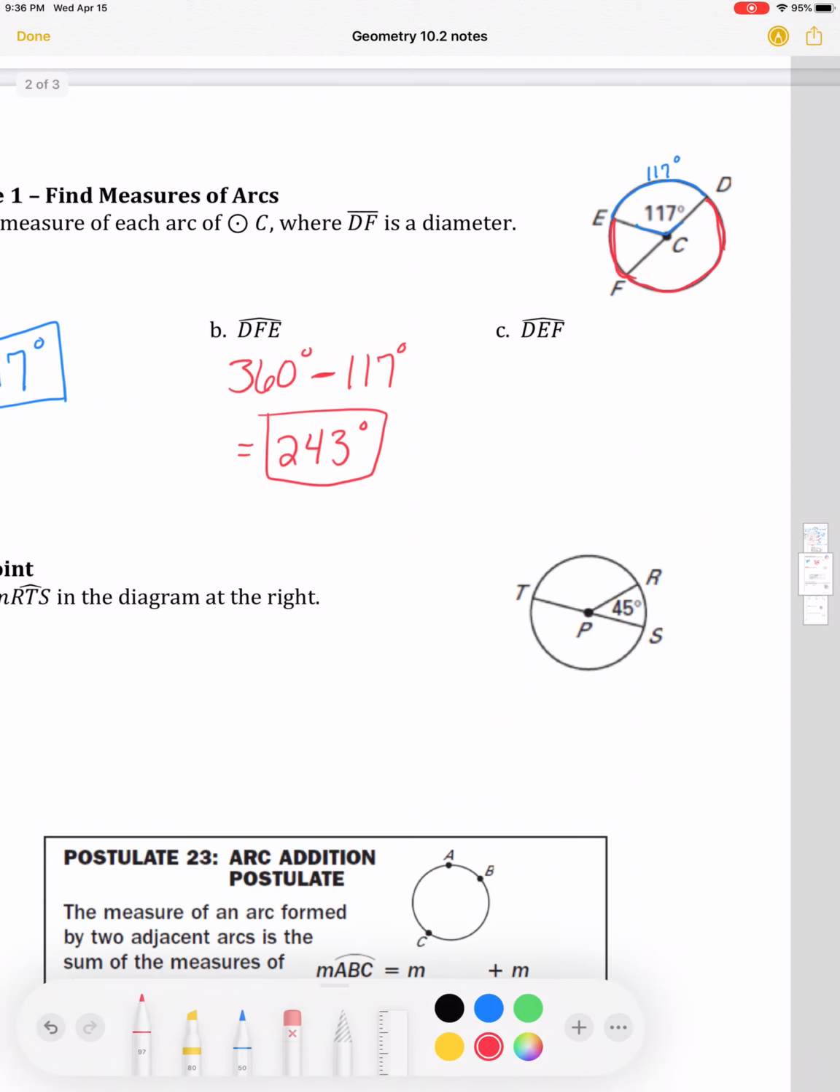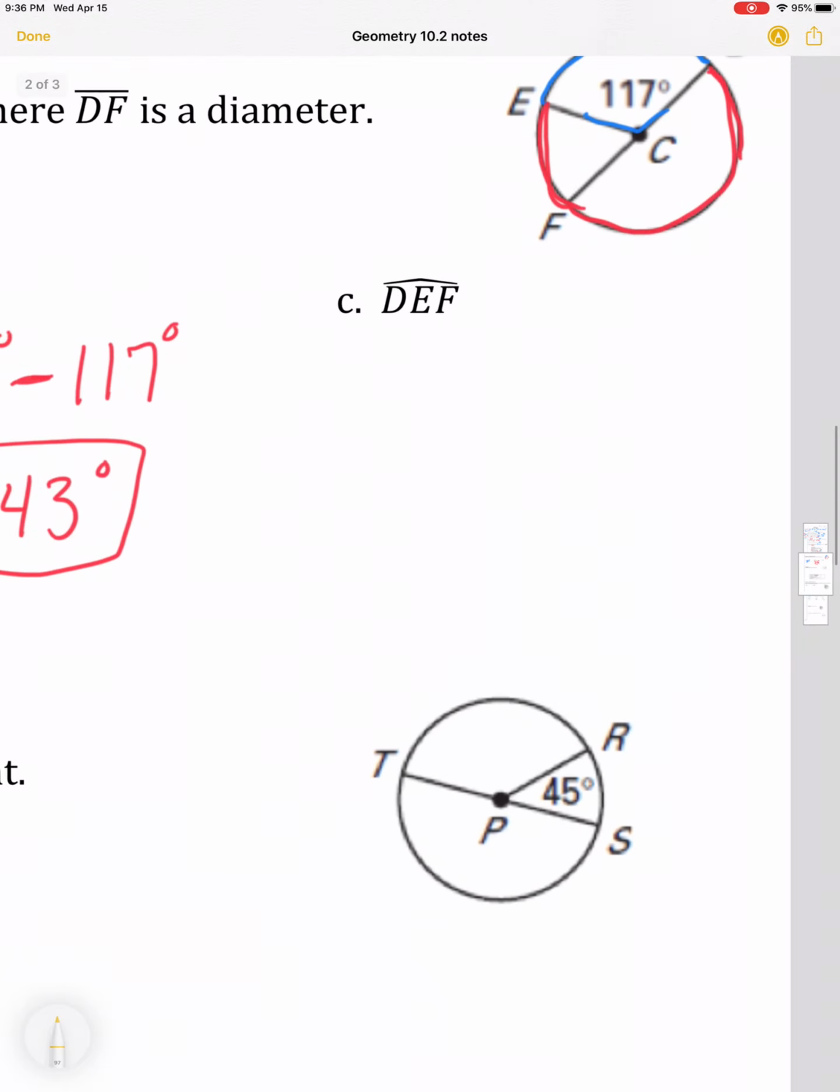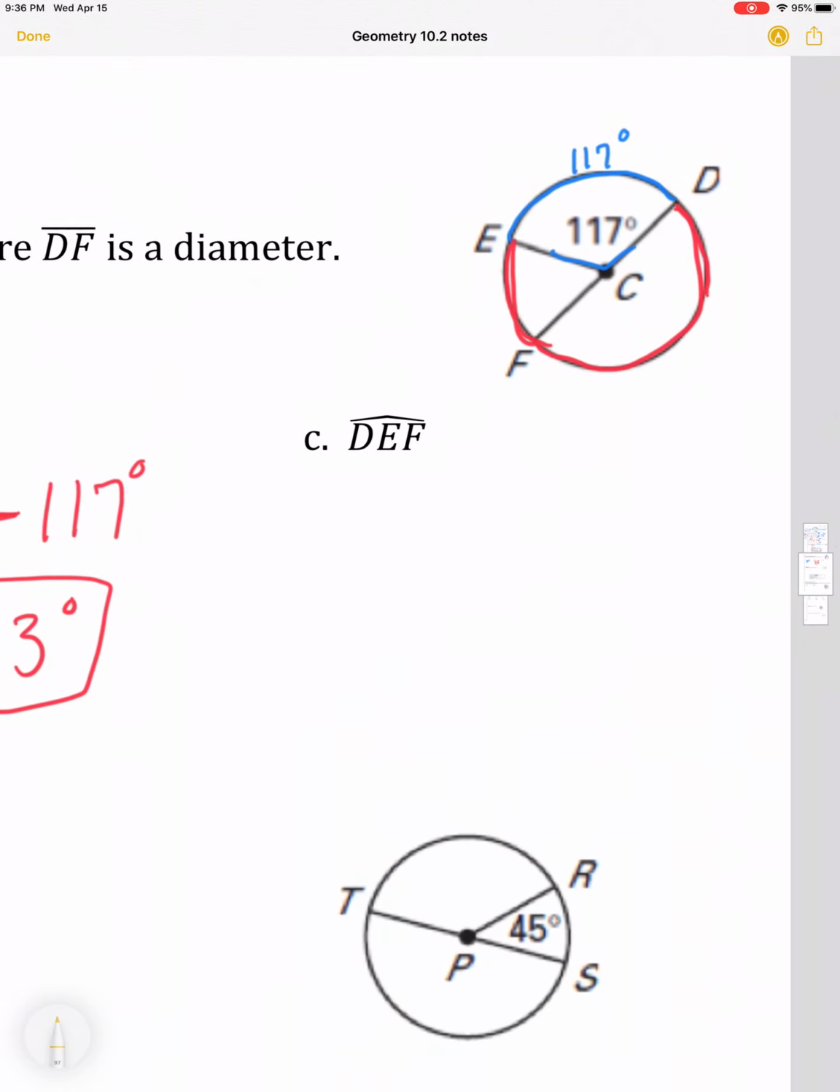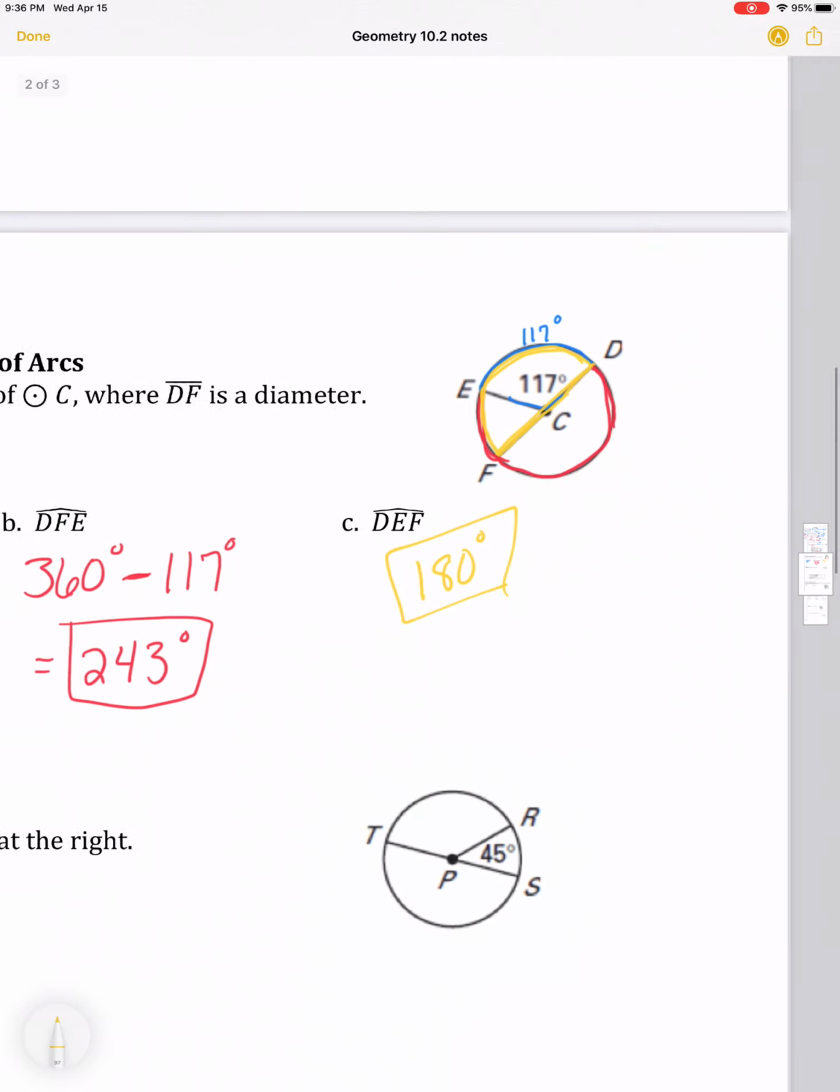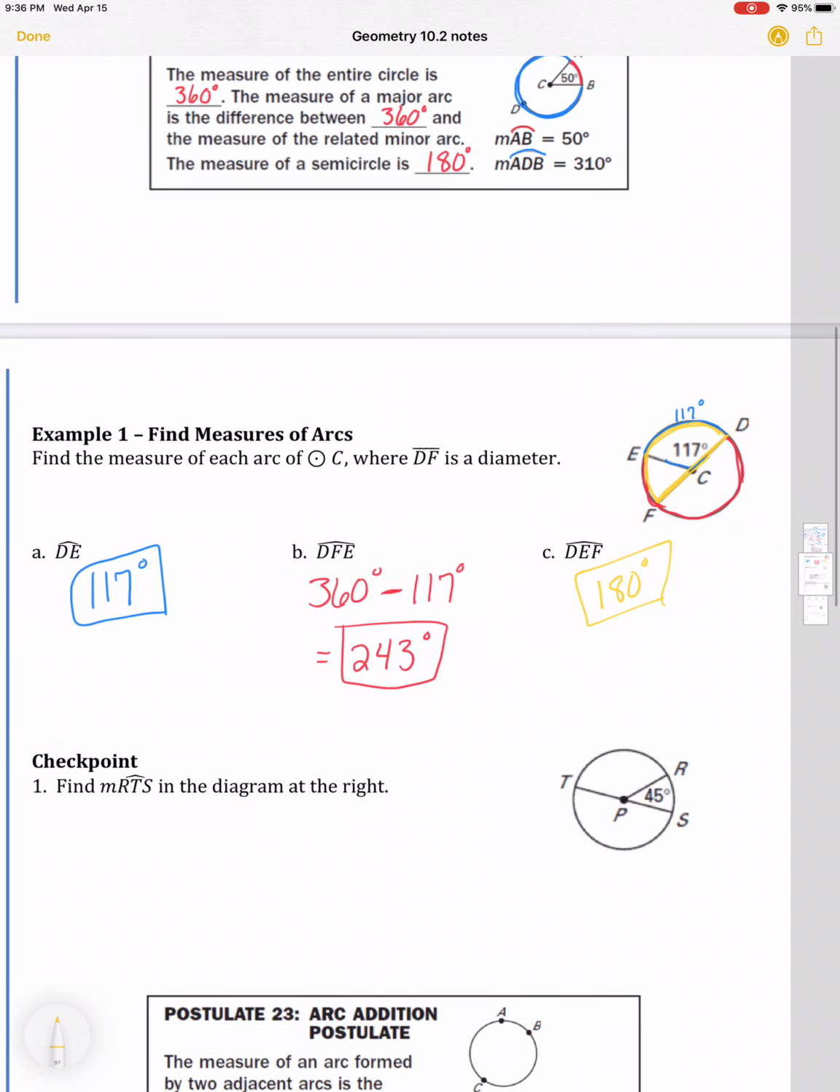Okay, and then lastly, we have arc DEF, which means you go from D to E to F. This is going to be the yellow part. So notice that this forms half of a circle. It's the diameter. So this is going to be a semicircle equal to 180 degrees. Okay, so one was a minor arc, part B was a major arc, and part C was a semicircle.